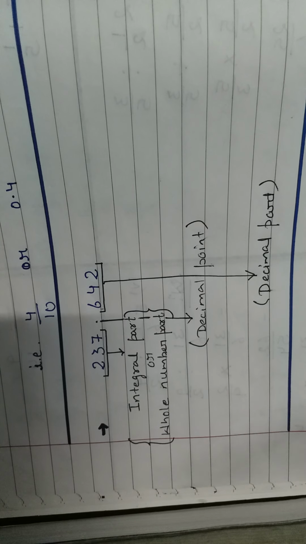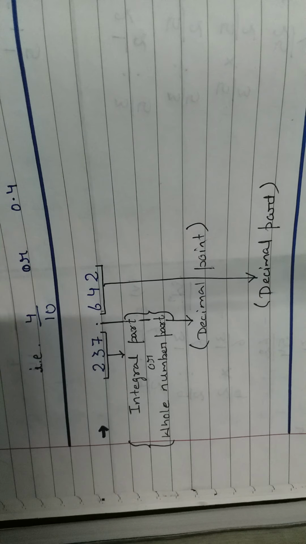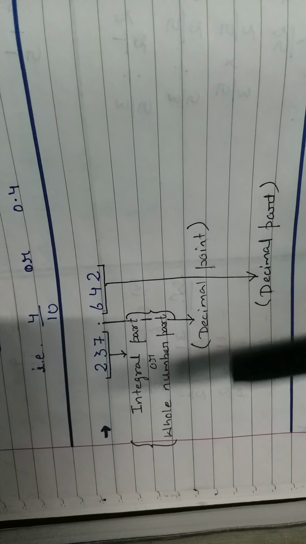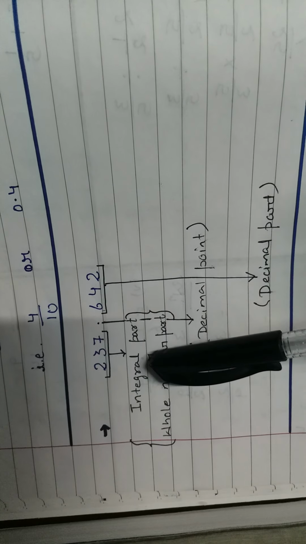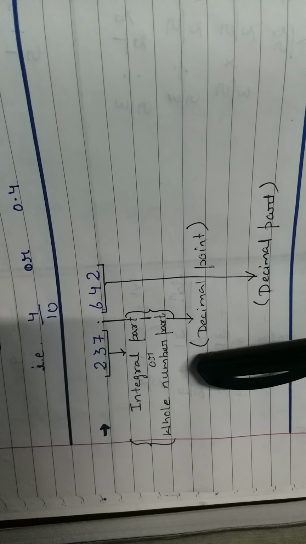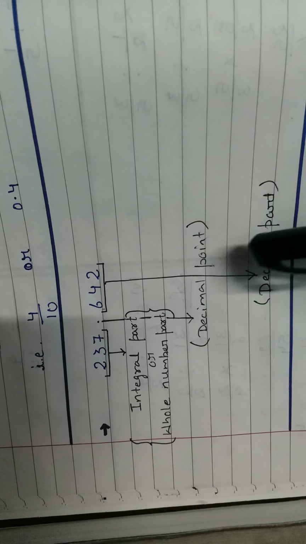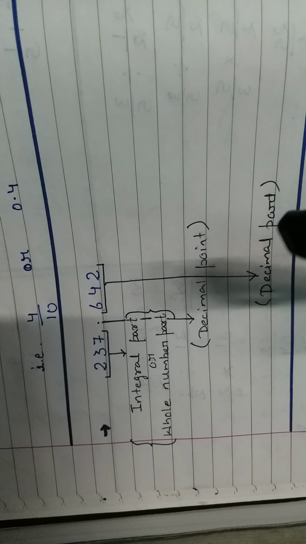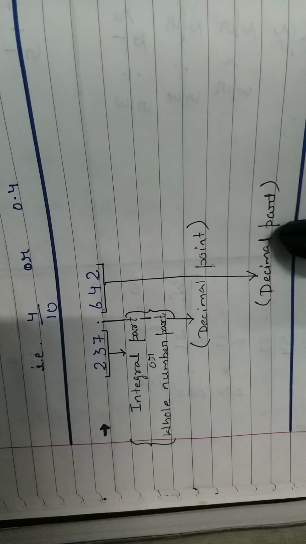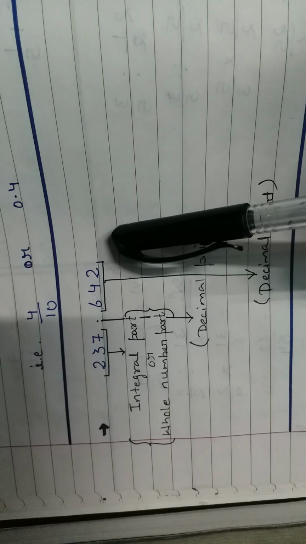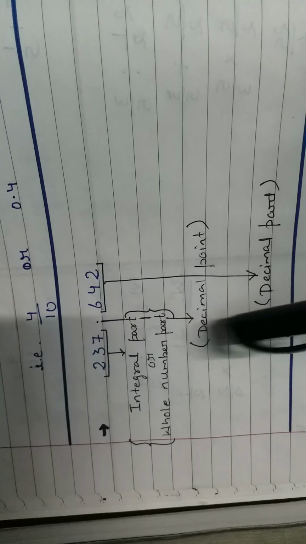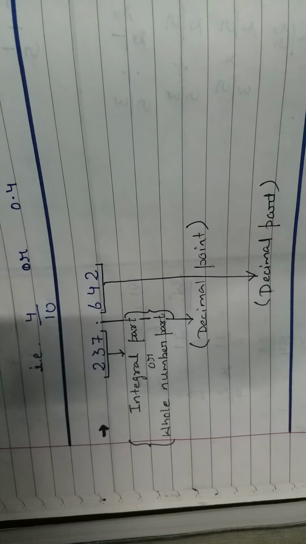237.642. So in a decimal number, basically we have two parts, one before the decimal point and one after the decimal point. The part which is before the decimal is called the integral part or whole number part, and the part which is after the decimal point is called the decimal part. So here in the integral part we have 237, and in the decimal part we have 642. Fine. And the point which we have in between is called the decimal point or simply point.